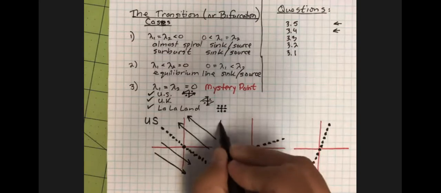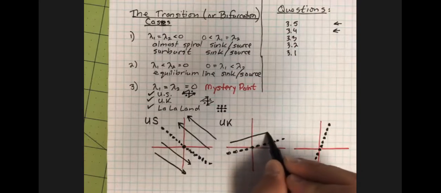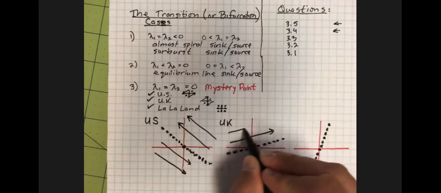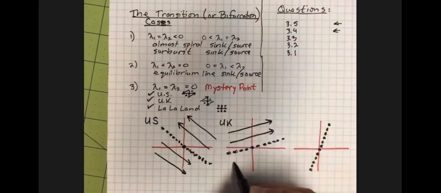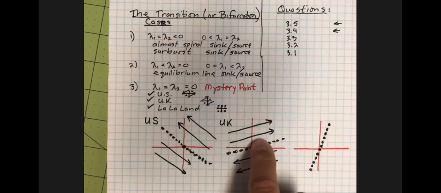The next possibility is you get parallel solutions on one side and parallel solutions on the other side. But this time, they're not the same, because this time I'm driving on the left side of the road from either perspective.